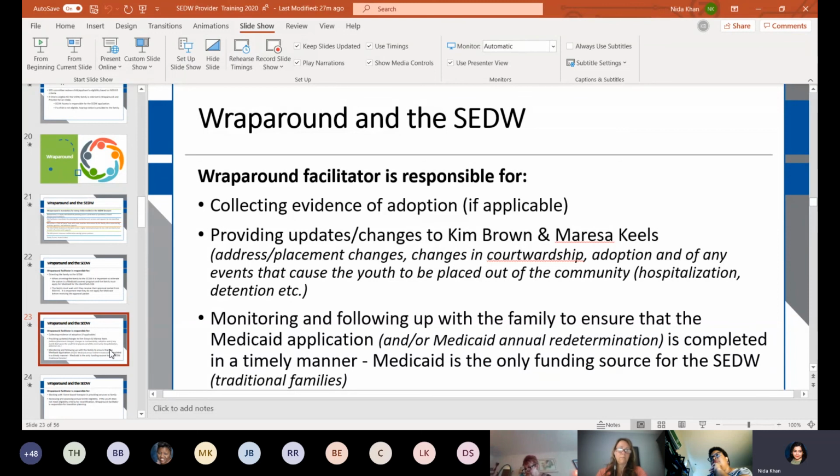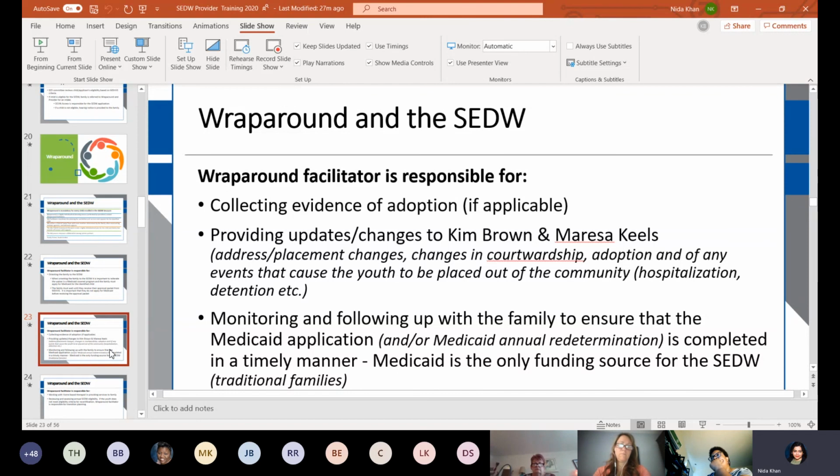So there's just a little background. There's a couple of waivers that we have. We have ABA, the autism waiver. We have HAB waiver, or HSW, which is basically for the IDD adult population. And then we have the CWP, which is the IDD children's population. And then we have the SED waiver.